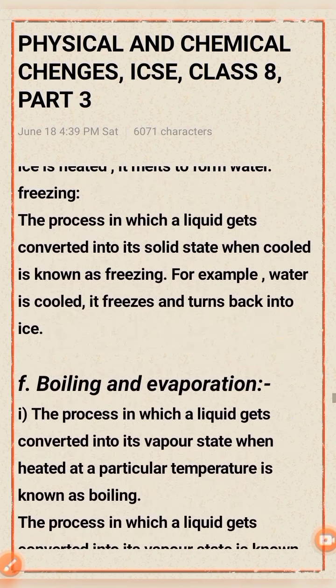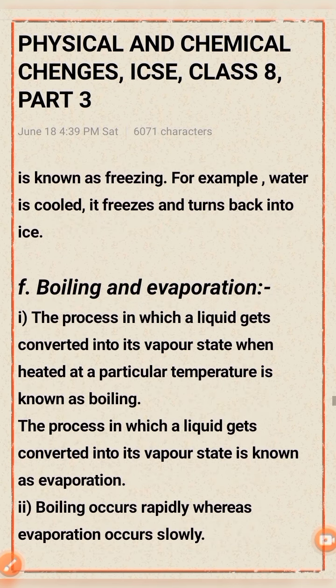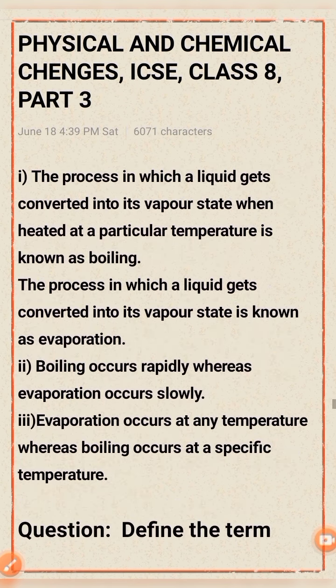Boiling and evaporation. Point number one: the process in which a liquid gets converted into its vapor state when heated at a particular temperature is known as boiling. The process in which a liquid gets converted into its vapor state is known as evaporation. Point two: boiling occurs rapidly, whereas evaporation occurs slowly. Point number three: evaporation occurs at any temperature, whereas boiling occurs at a specific, that is, particular temperature.